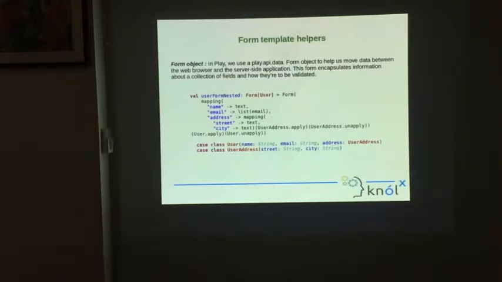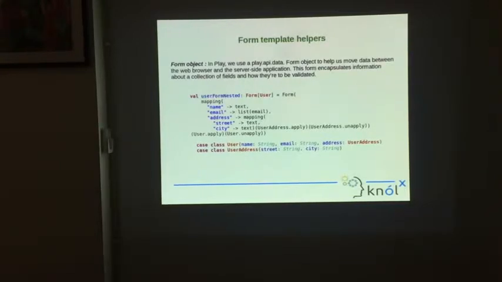Object. We use the Play API data, one object to help us move data between the main browser and the server-side applications. So this form encapsulates information about the collection of fields and how they are to be validated.